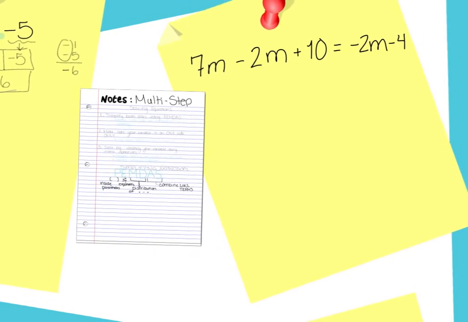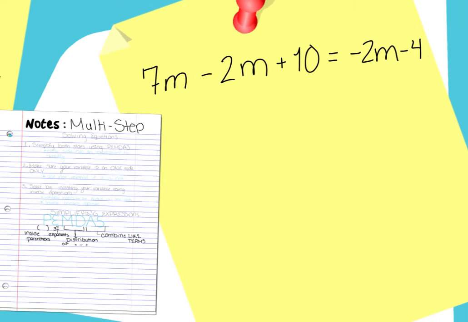So now for the next example, a little bit different. Still looking at my notes, making sure that I'm reading. The first step is to simplify both sides using PEMDAS. So here's my two sides. Make sure you write your line to differentiate between them. So on the left side, I have 7m minus 2m plus 10 equals negative 2m minus 4.